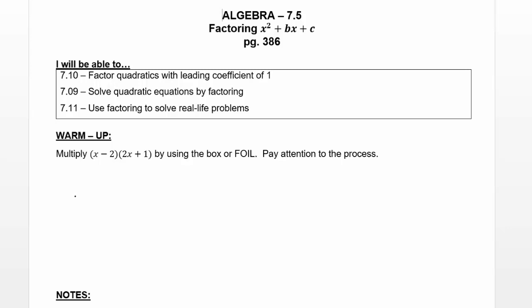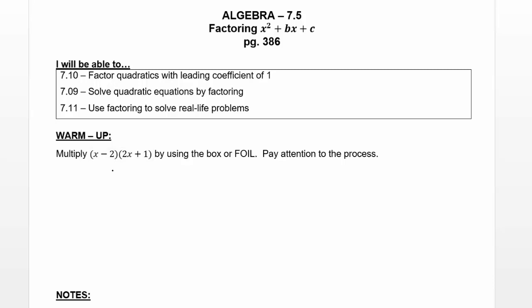In this learning target, we're going to learn how to factor quadratics with leading coefficient of 1. And in subsequent videos, we will solve quadratics by factoring, and also we'll use factoring to solve some real-life problems. To begin, we're going to start by reminding ourselves how to multiply, and more specifically, we're going to write down the steps for how to do that so we can understand the process of what we're doing, and then use that process to help us with this new skill called factoring.